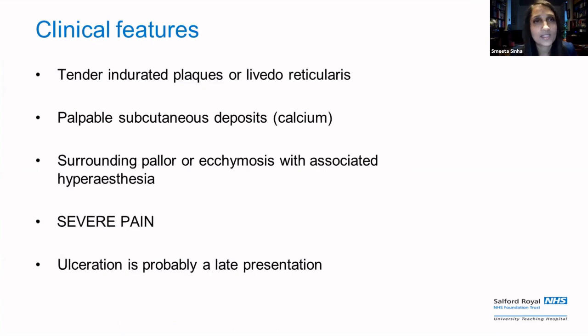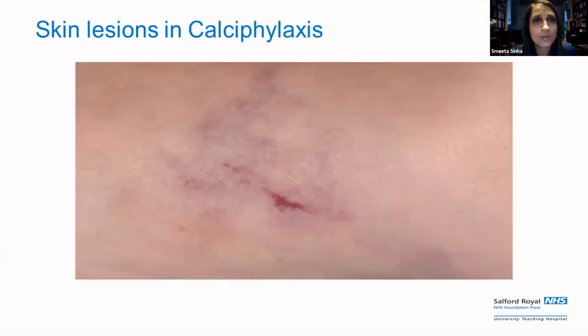So you start with tender indurated plaques. It can look like livedo. Some people report that they can feel the calcium deposits, but actually you're probably feeling the edema associated with the inflammation, which is associated with the deposition. You then start to get surrounding pallor or ecchymosis, and this is really when the pain, a hallmark of this disease, begins, and you can get it at the early stage. By the time the lesion starts to ulcerate, it's quite late.